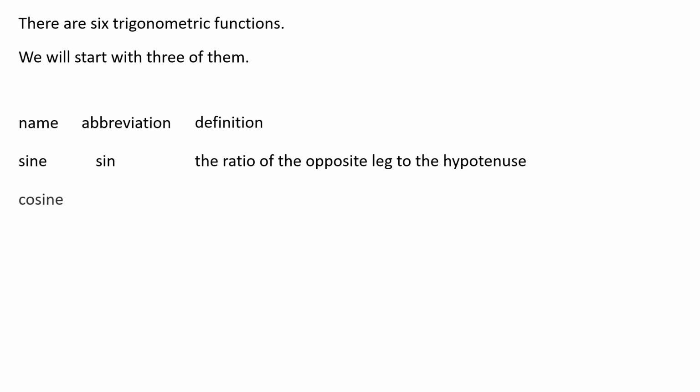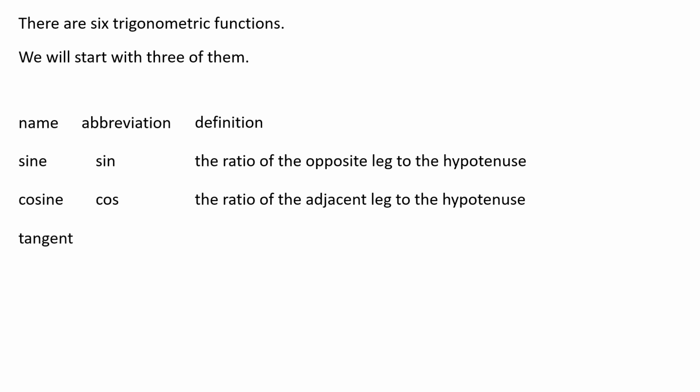The next function is called cosine. It's abbreviated COS. And the definition, the ratio of the adjacent leg to the hypotenuse. And the third function that we're going to work with, tangent, abbreviated TAN. If you can find one of those buttons on a scientific calculator, I bet you can find all 3 of them. They're usually very close to each other. Tangent is defined as the ratio of the opposite leg to the adjacent leg.